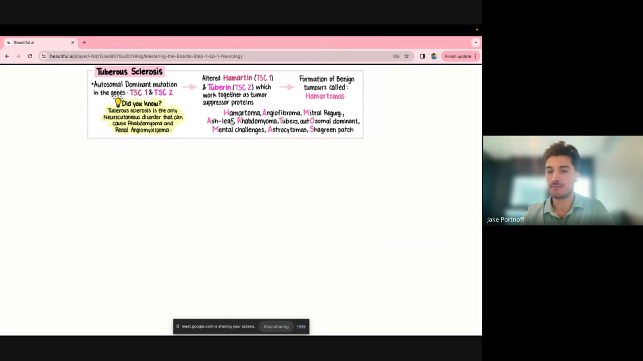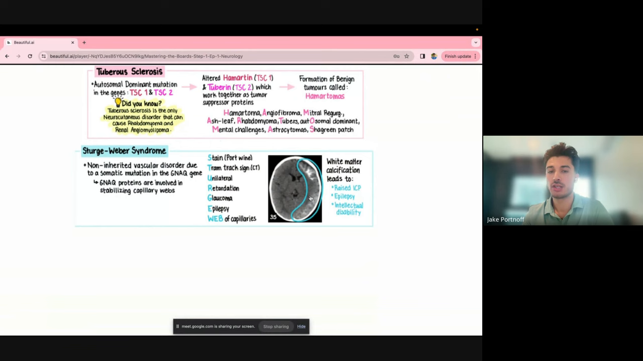We talked about all these findings that you can expect to see in tuberous sclerosis. Now, let's do a quick rapid review of some of the other neurocutaneous syndromes. We have Sturge-Weber syndrome. You can remember it as Sturge-Weber classic: that port wine stain. You see a port wine stain on the child, or you see the tram track sign on CT with raised ICP, epilepsy, intellectual disability. You're going to often think of Sturge-Weber.